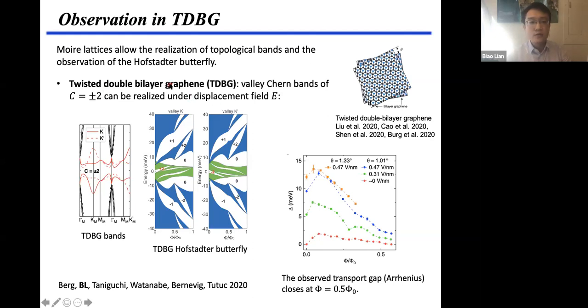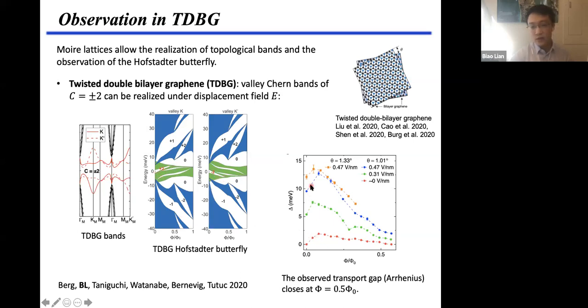The nice thing about this twisted system is that the effective unit cell is actually pretty large, so one could apply a magnetic field equivalent to close to 1 flux per unit cell in the Moire system. This is the Hofstadter spectrum of the lowest 2 bands. Basically, they are Chern bands, and numerical calculations indeed show they close at 1/2 flux per unit cell.